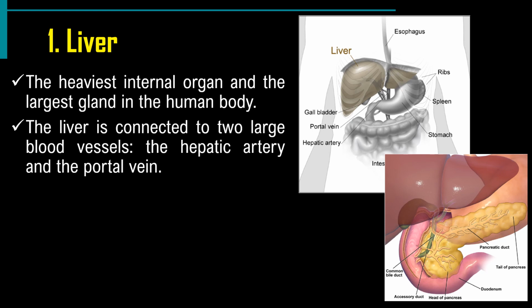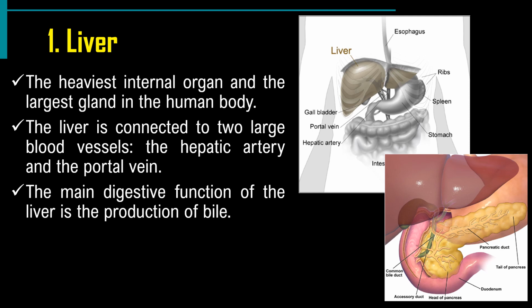The liver is connected to two large blood vessels, the hepatic artery and the portal vein. The hepatic artery carries oxygen-rich blood from the aorta, whereas the portal vein carries blood that is rich in digested nutrients from the GI tract and waste filtered from the blood by the spleen.